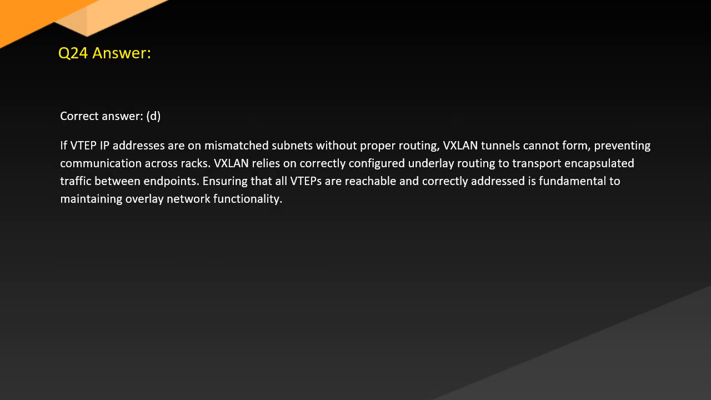Answer. Correct answer. D. If VTEP IP addresses are on mismatched subnets without proper routing, VXLAN tunnels cannot form, preventing communication across racks. VXLAN relies on correctly configured underlay routing to transport encapsulated traffic between endpoints. Ensuring that all VTEPs are reachable and correctly addressed is fundamental to maintaining overlay network functionality.